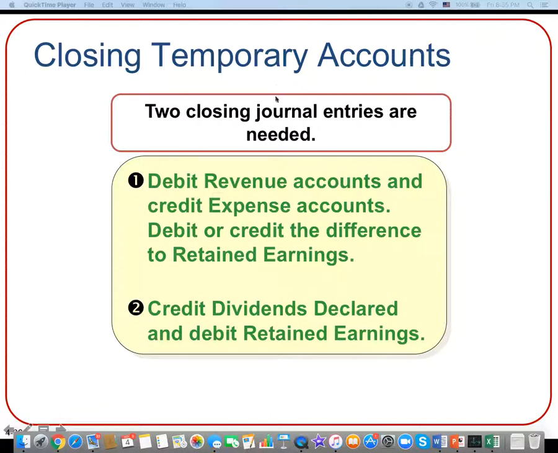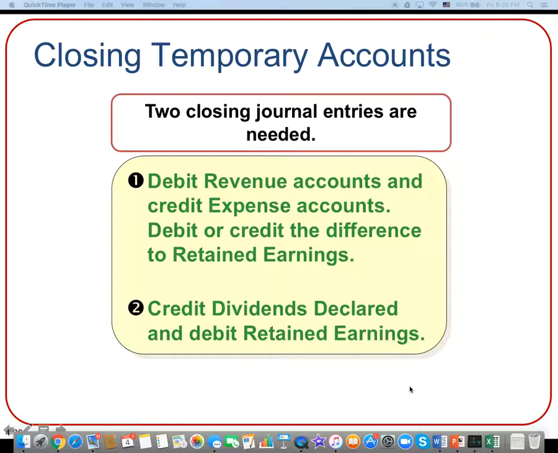So for closing temporary accounts, you only need two closing journal entries. One is you debit all the revenue accounts, credit all the expense accounts, and then you move the difference to retained earnings. The next one is that you credit dividends declared and debit retained earnings. In other words, you want to move the dividend account into retained earnings.